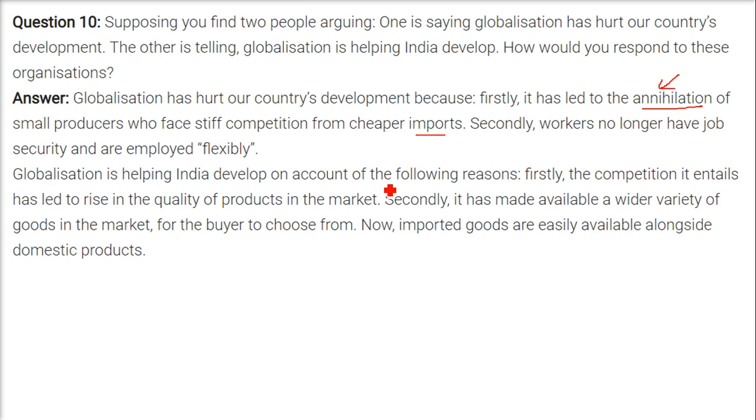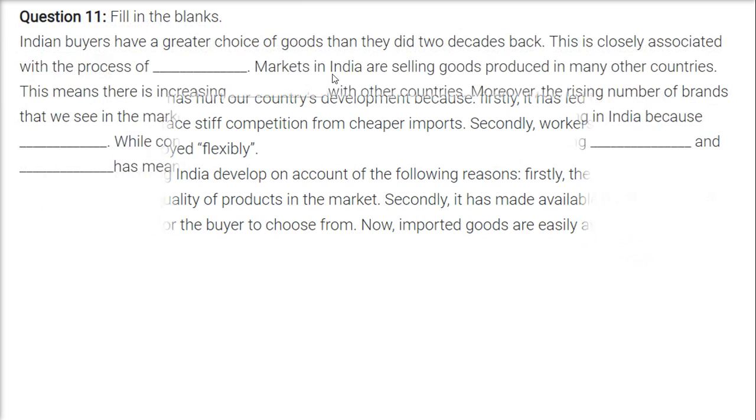Globalization is helping India develop on account of the following reasons. So this is the argument for. Firstly, the competition it entails has led to a rise in the quality of products in the market. Second, it has made available a wide variety of goods in the market, that is, buyers now have options to choose from. Now imported goods are easily available alongside the domestic products.